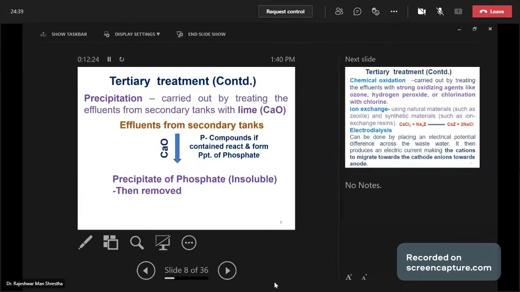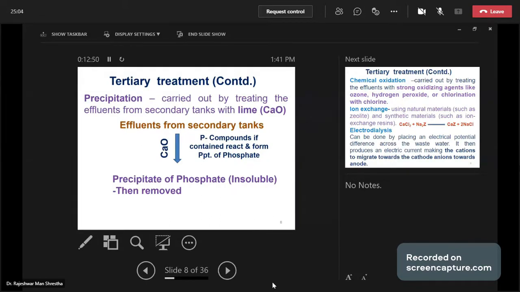For example, if water contains phosphorus compounds, then this process is applied by treating with lime, calcium oxide. Calcium oxide reacts with the phosphorus compound and changes into a precipitate of phosphate. The precipitates are insoluble, and they can be removed by means of filtration.